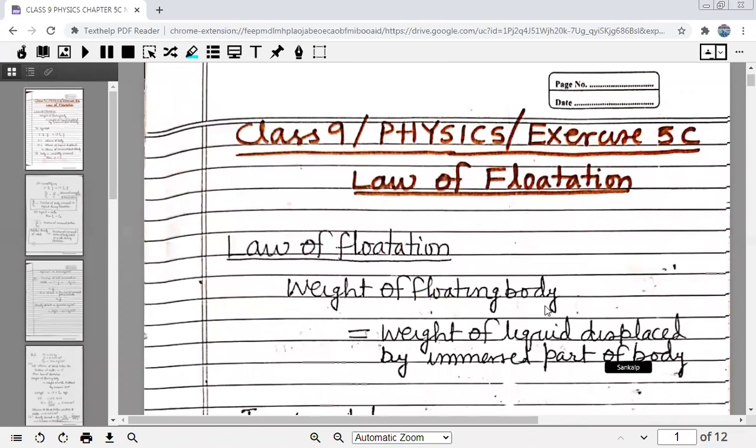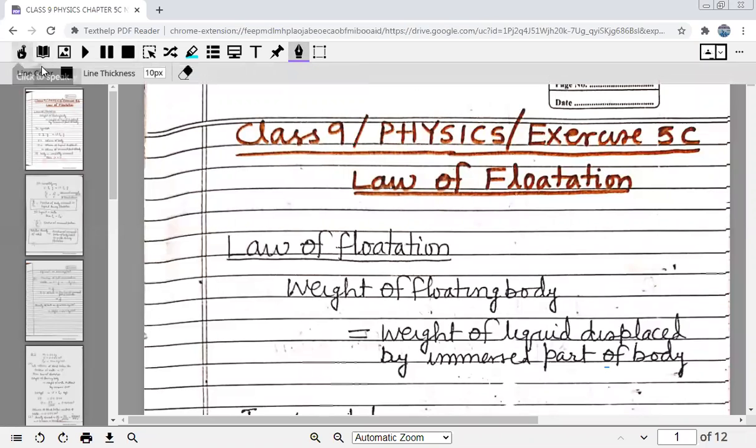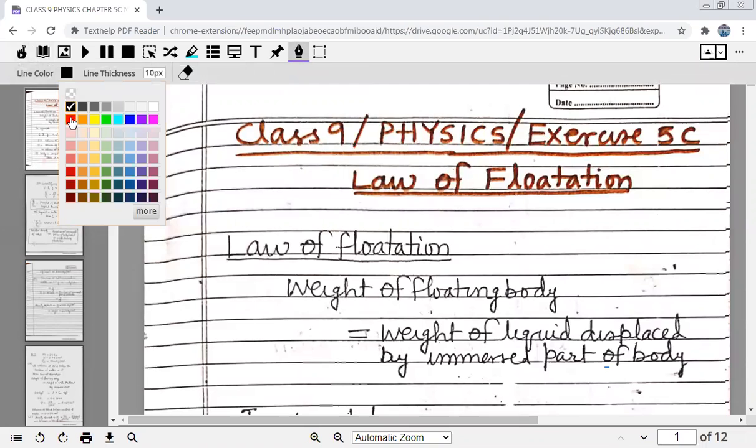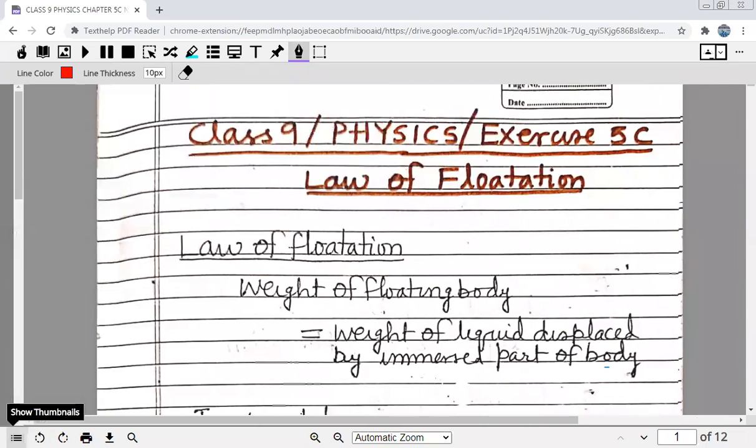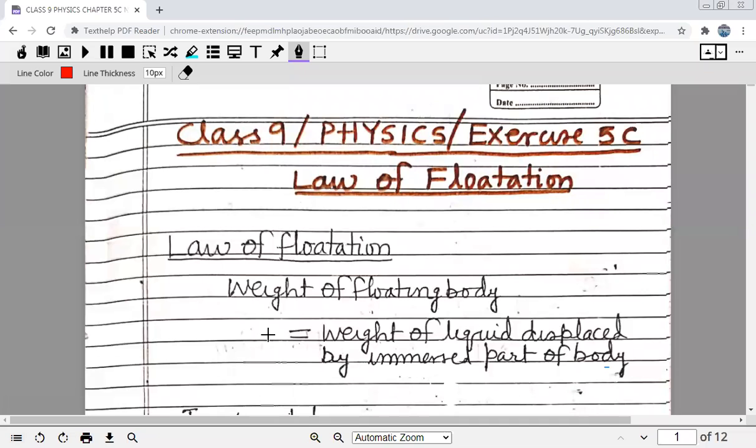Now all of you see here. In the previous lecture, I told you about the law of flotation. What is the law of flotation? According to the law of flotation, the weight of a floating body is equal to the weight of liquid displaced by the immersed part of the body.